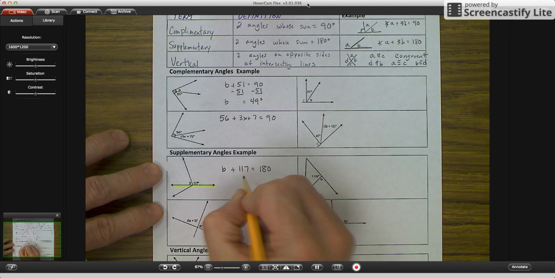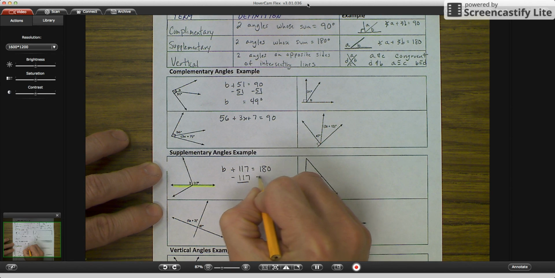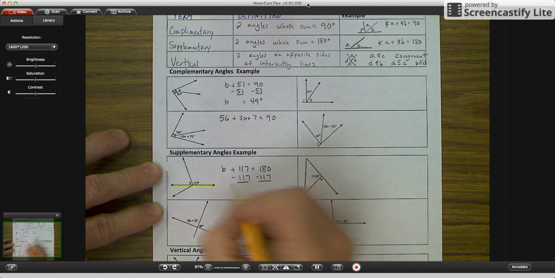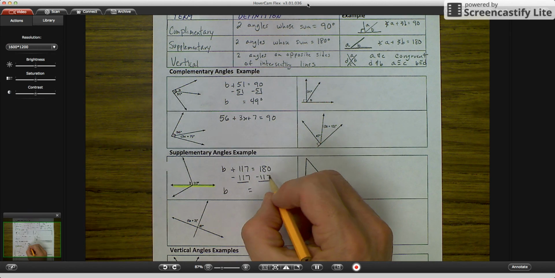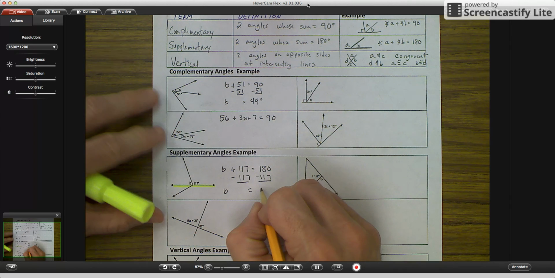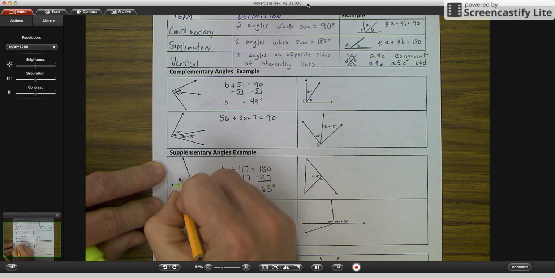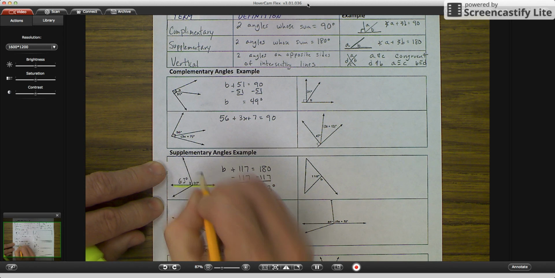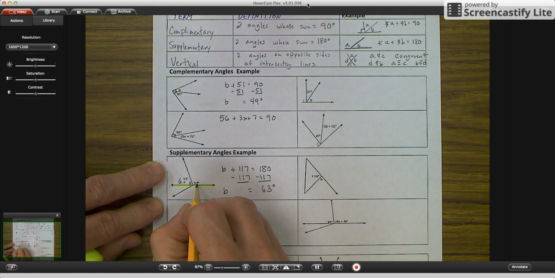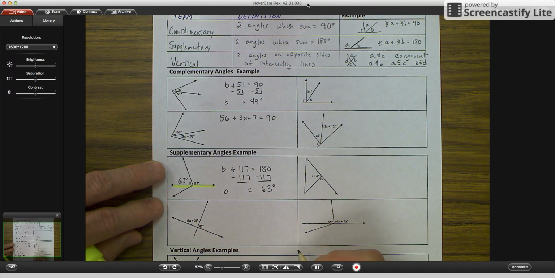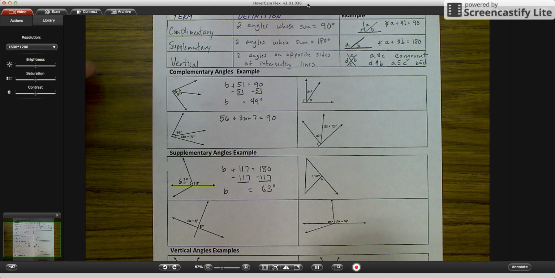So how do we solve this equation? Well, we subtract the 117 from both sides. Get our variable. B is equal to 180 minus 117 would be 63 degrees. So you would have 63 degrees here. And if you added 63 plus 117, you would get 180.